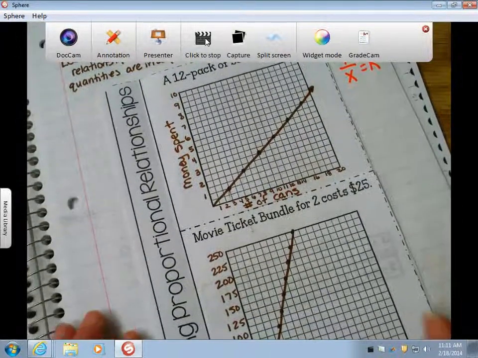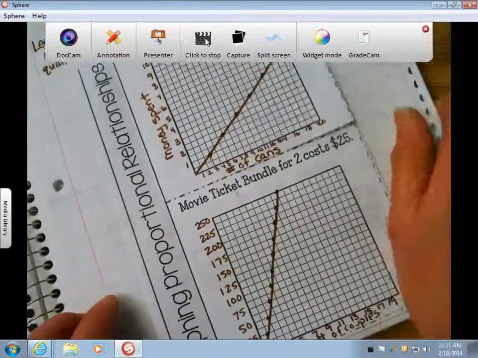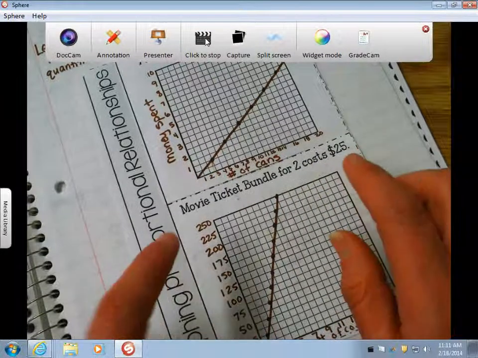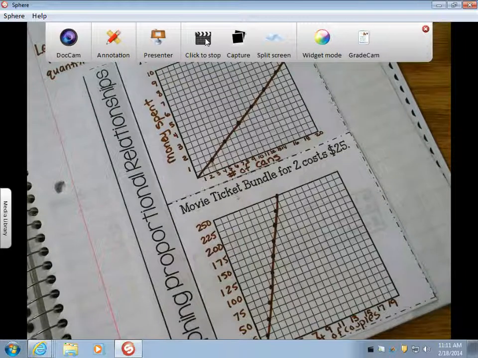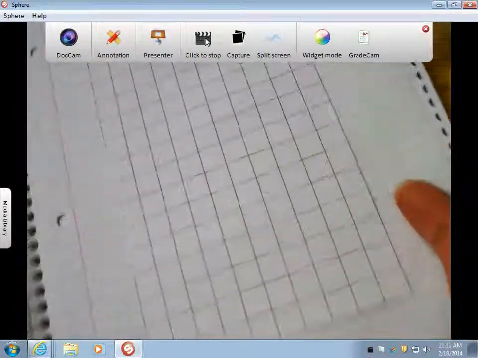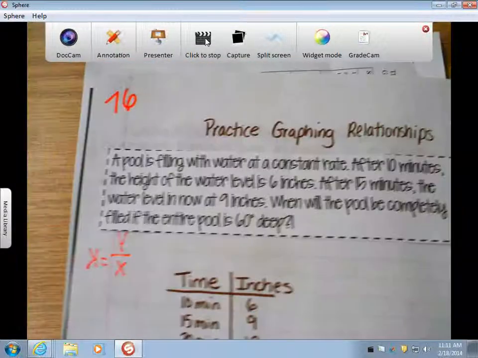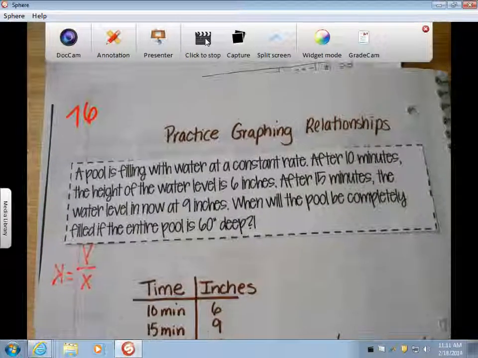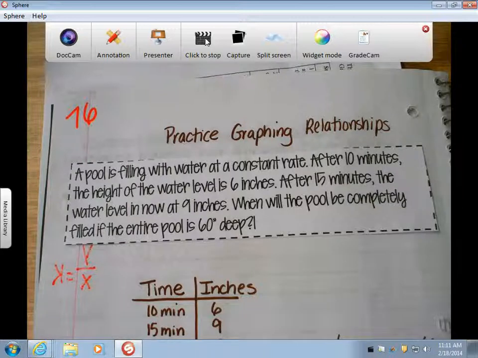A pool is filling with water at a constant rate. After 10 minutes, the height of the water level is 6 inches. After 15 minutes, the water level is now at 9 inches. When will the pool be completely filled if the entire pool is 60 inches deep? I'd like for you to go ahead and create a table, but also because we have been using proportional relationships in story problems, you can also solve it proportionally to figure out what the final answer is.